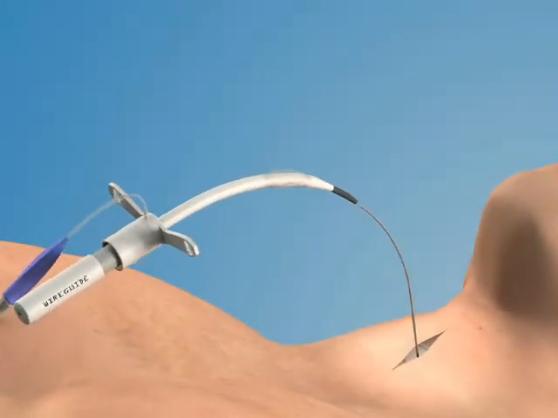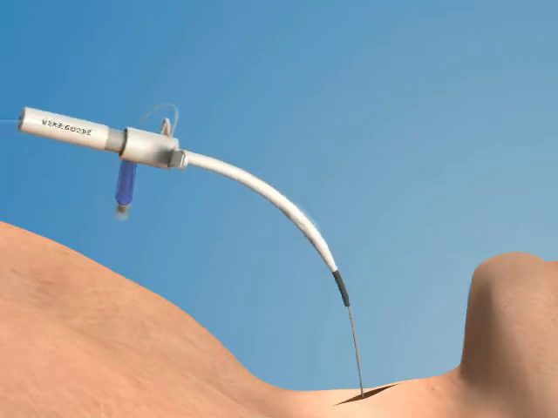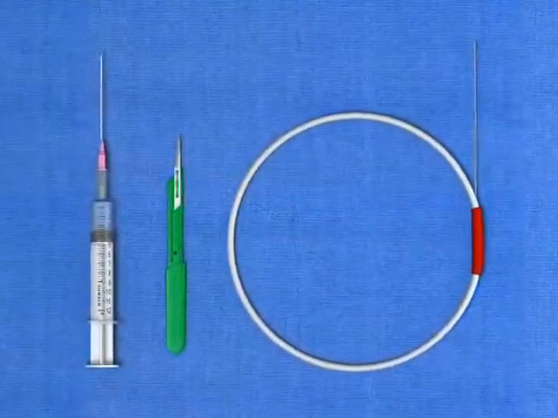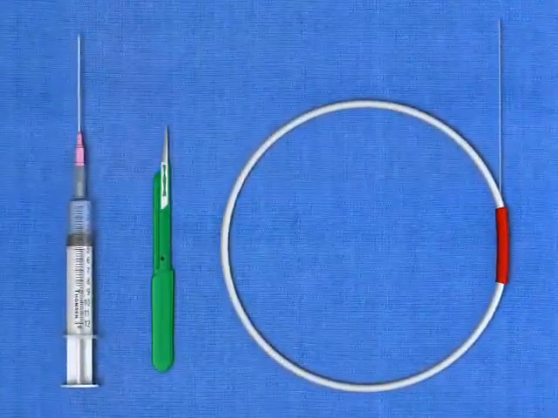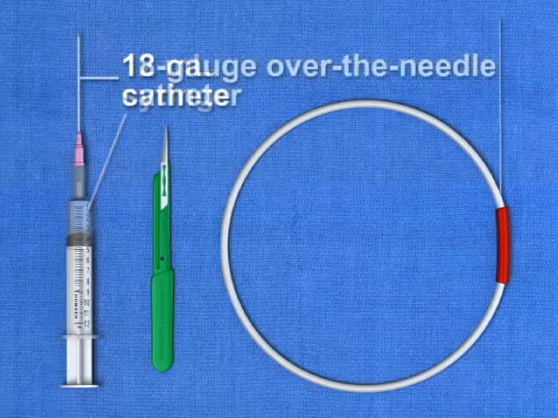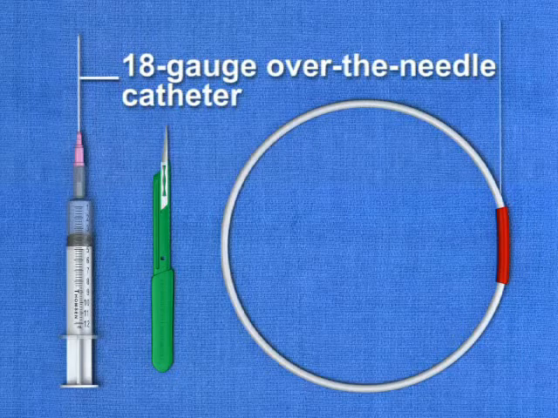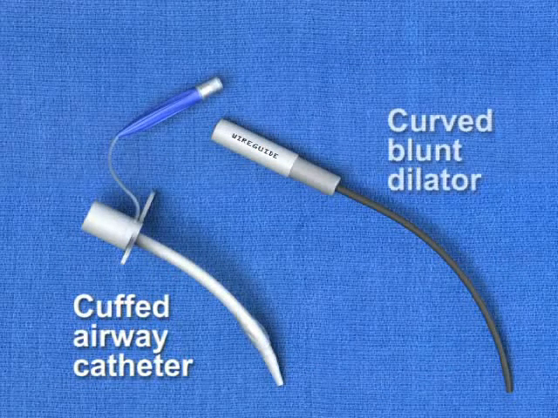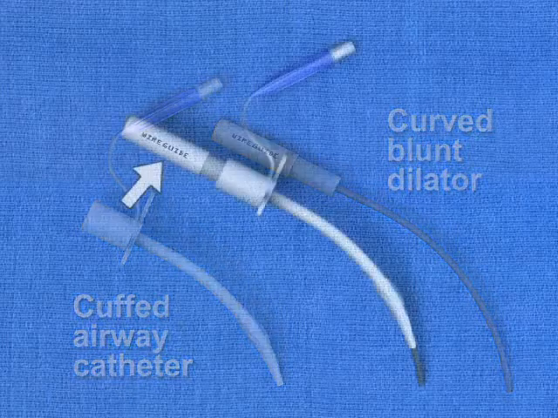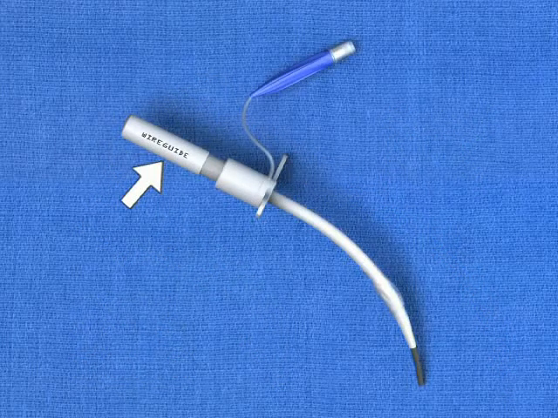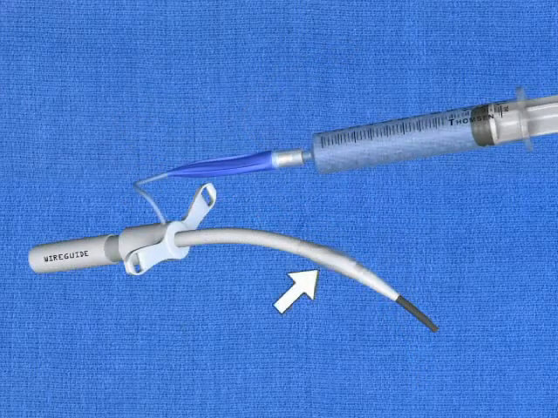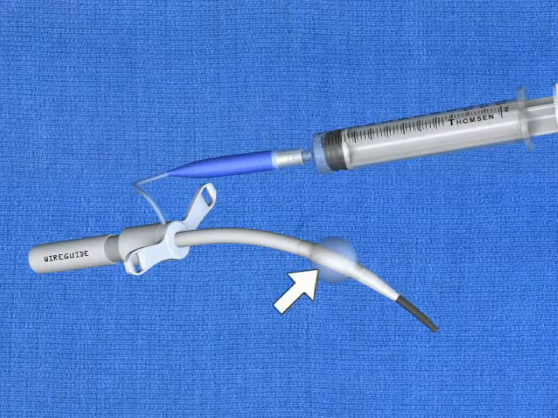The Melker cricothyrotomy procedure relies on the Seldinger over-the-wire technique to place the airway. The equipment may be found in a commercially available prepackaged kit that includes a 12 milliliter syringe, an 18-gauge over-the-needle catheter, an 11-blade scalpel, a flexible guide wire in a plastic housing, a cuffed airway catheter, and a curved blunt dilator. The dilator must be placed into the airway catheter prior to the procedure. Note that the airway catheter has an inflatable cuff, analogous to those found on endotracheal tubes.